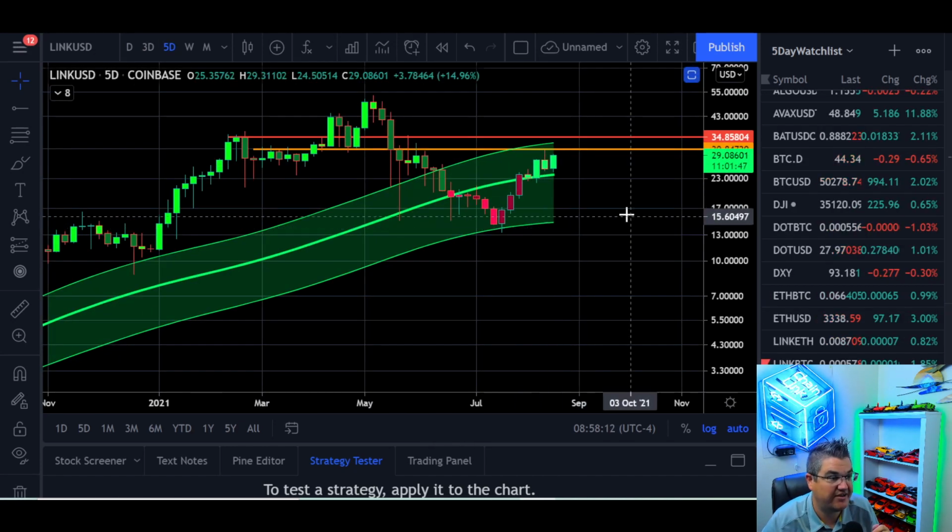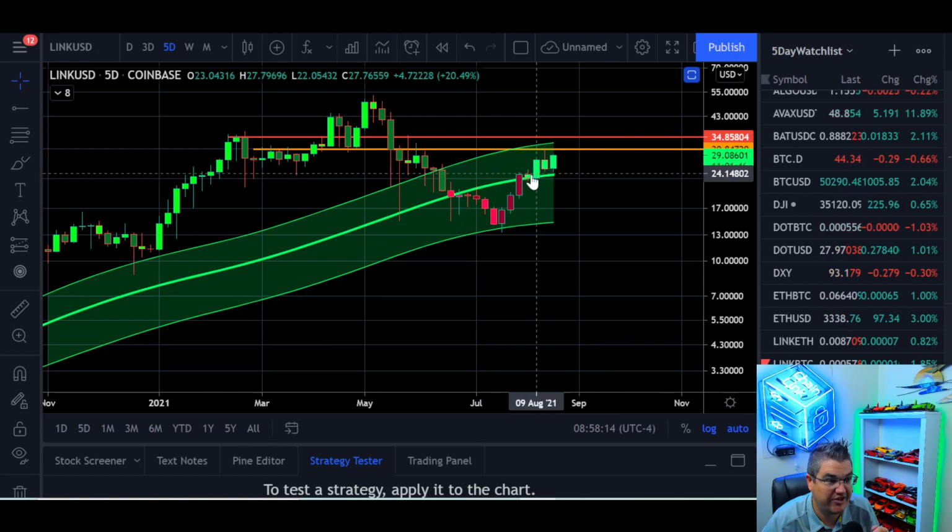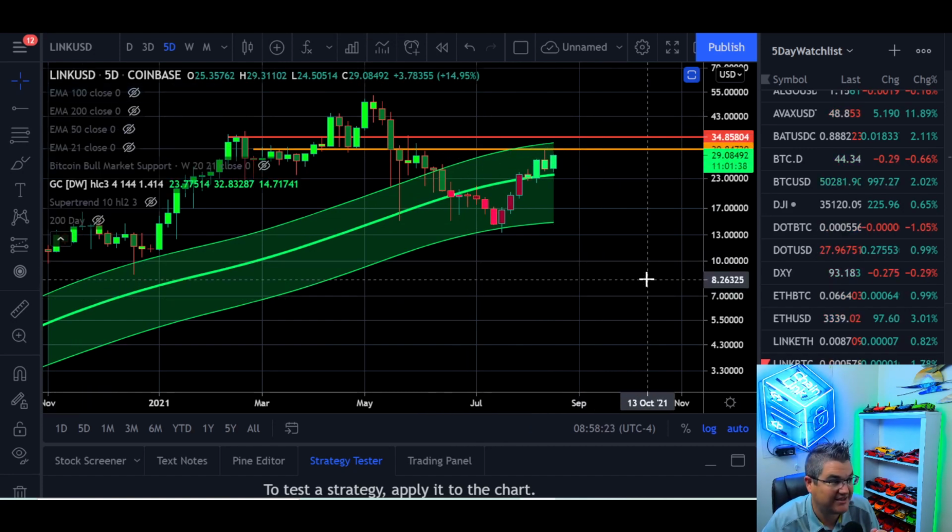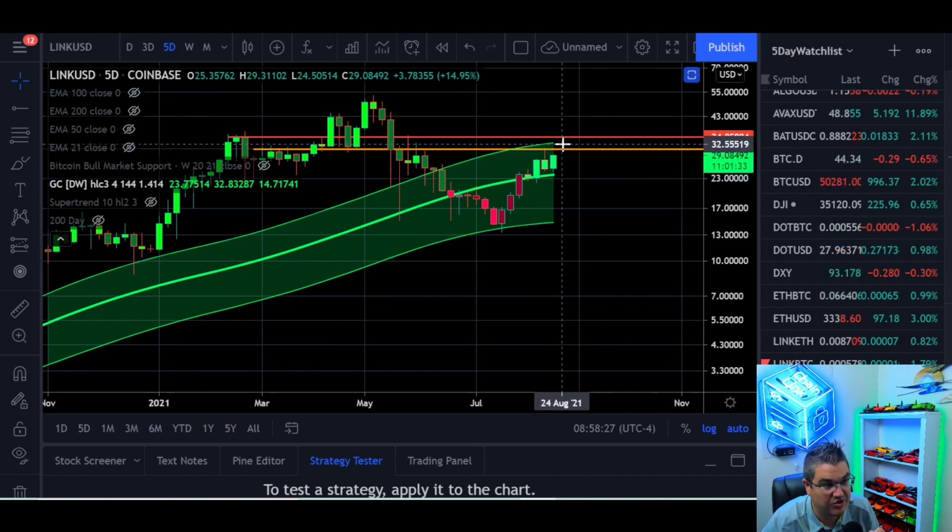Gaussian channel on the 5-day. What do we got? Well, we're looking good. We're holding support as we've done on our median line. Our next resistance level is going to be our top line. Where is that? I'm glad you asked. It's 32.83 right now. That will go slightly up over depending on how long we get there, right?